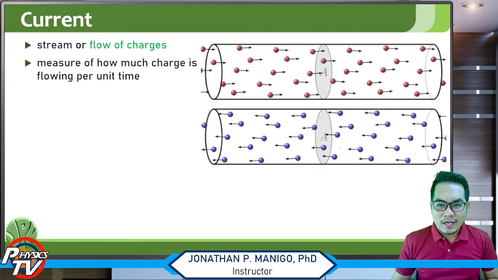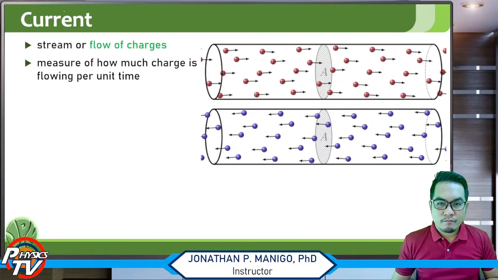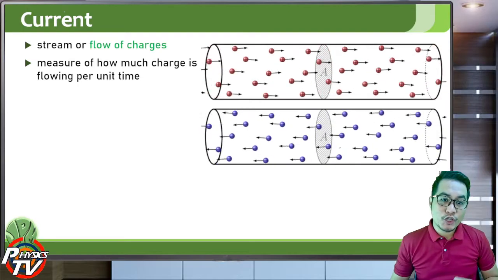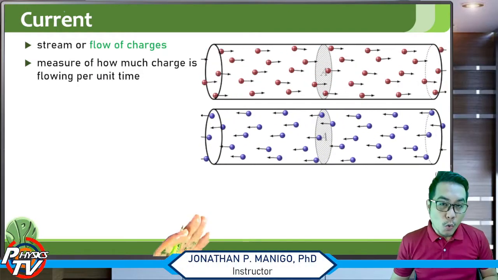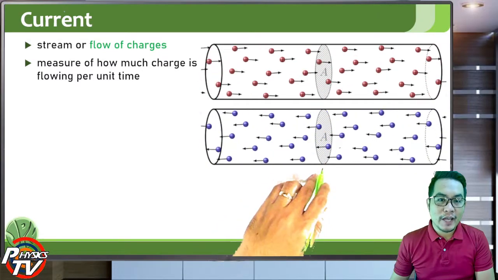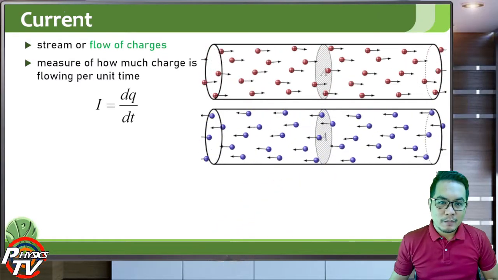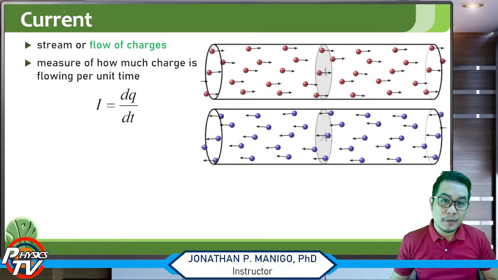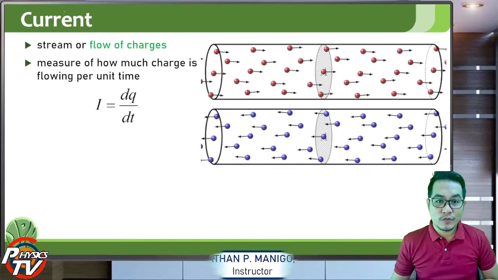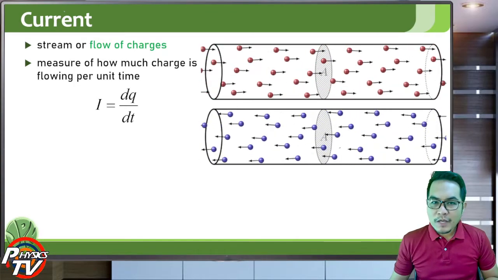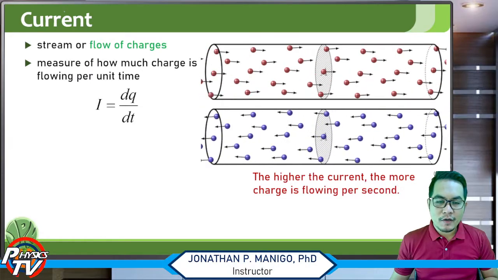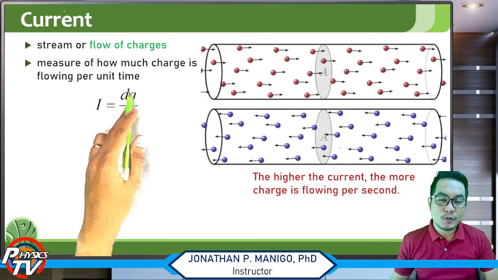So more technically, current is defined as the measure of how much charge is flowing per unit time through a certain cross-sectional area of a material. So it's basically the derivative of charge per unit time. So the time rate of change of the charge. So from here, you will see that the unit for current is coulomb per second.